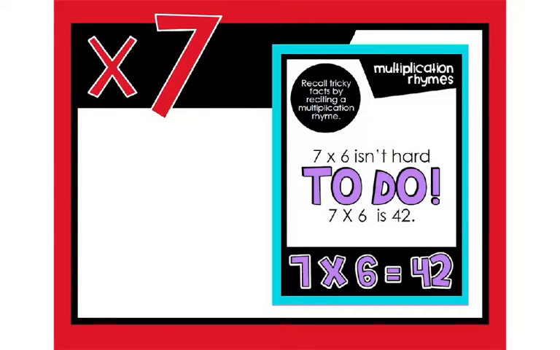7 times 6 isn't hard to do. 7 times 6 is 42. 7 times 6 isn't hard to do. 7 times 6 is 42.